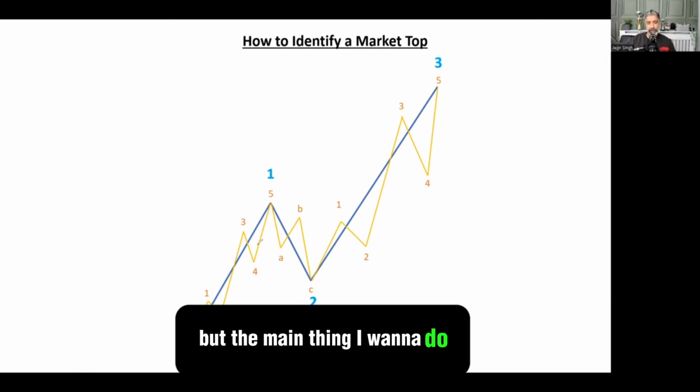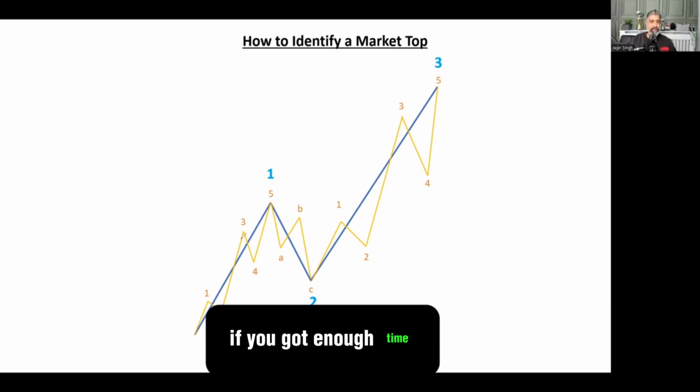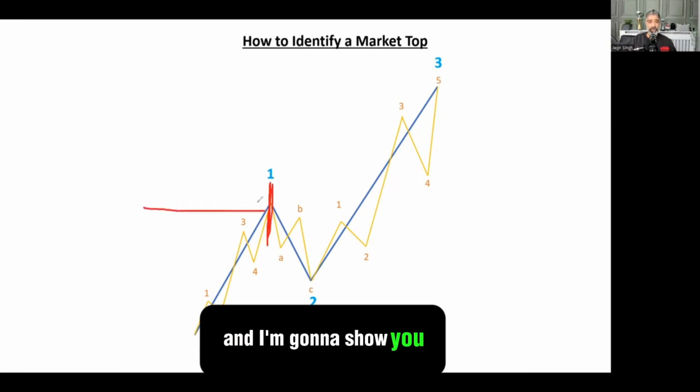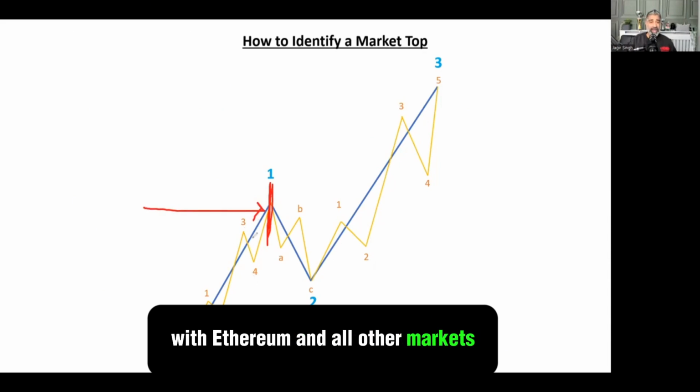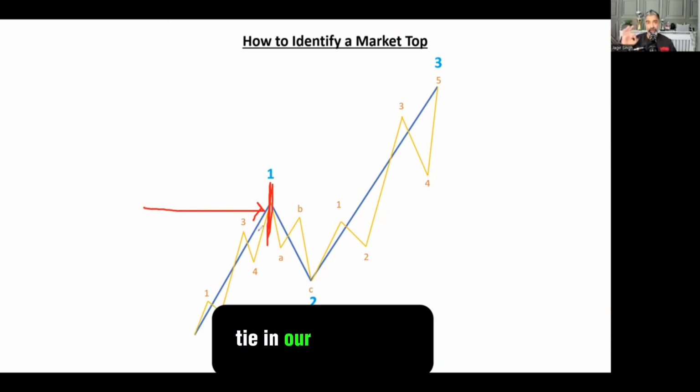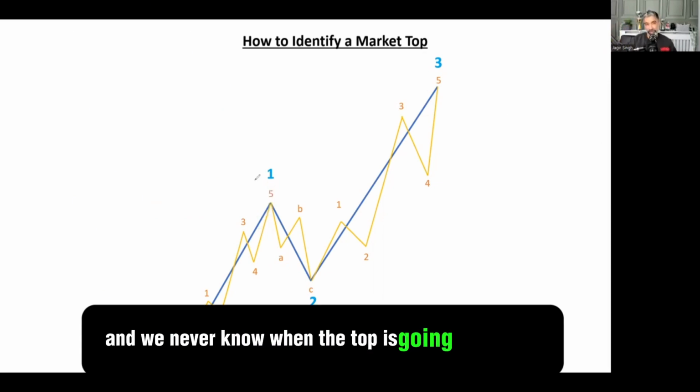But the main thing I want to do, and I'll just observe time if we've got enough time, is I'm going to take the data back to this point, and I'm going to show you with Ethereum and all other markets how we can identify if the market is making a wave 5 top and how we should then tighten our stop losses. I also just want to note that we never know when the top is going to be, right?